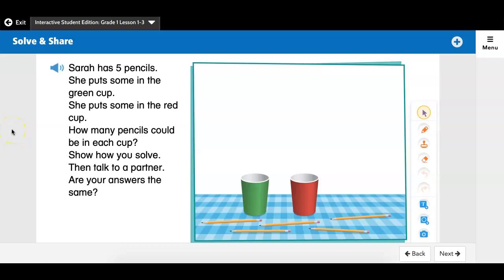Alright, boys and girls, today's math lesson is Topic 1, Lesson 3. It is on page 13 of your Math Volume 1 workbook. So if you need to pause the video to get your workbook out, you can go ahead and do that.